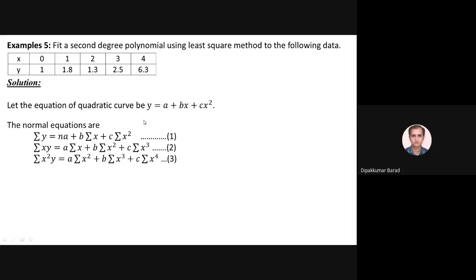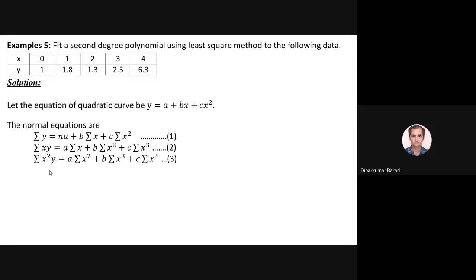What do I get? Summation y, summation a means na, summation bx means b into summation x, and c into summation x square. Once you get this, multiply with x and apply summation: xy, a summation x, b summation x square, c summation x cube. Then multiply with x square and you get the third equation. So now you require summation x, summation y, x square, x cube, x4, summation xy, and summation x square y.